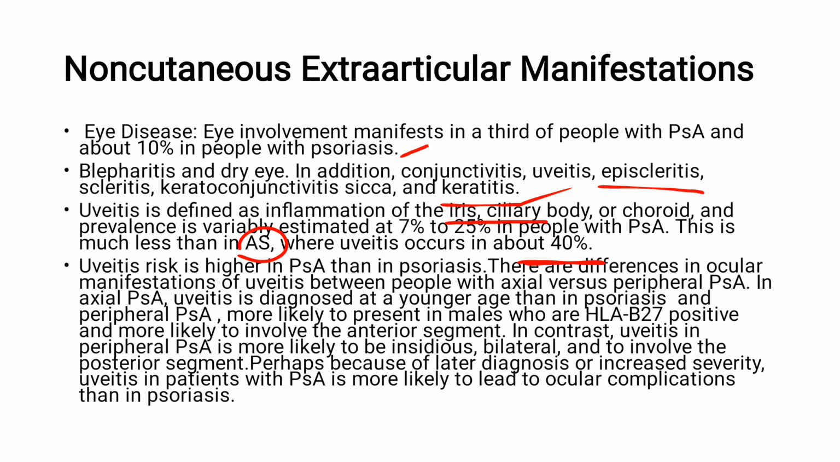In axial psoriatic arthritis, uveitis is diagnosed at younger age than in psoriasis, and more likely to present in males who are HLA-B27 positive and more likely to be involved in the anterior segment. In contrast, uveitis in peripheral psoriatic arthritis is more likely to be insidious, bilateral, and involve the posterior segment, perhaps because of the later diagnosis or increased severity. Uveitis in patients with psoriatic arthritis is more likely to lead to ocular complications than in psoriasis.